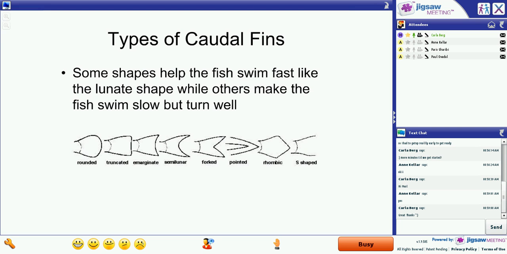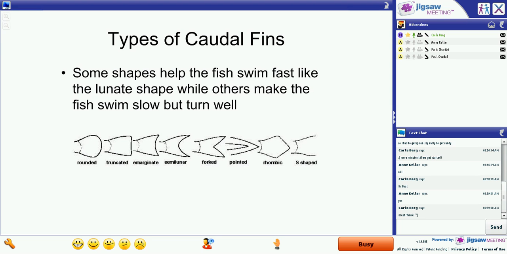So the shape of the caudal fin helps the fish swim fast, like a lunate shape, while others make the fish swim slow but turn well. So depending on the type of caudal fin the fish has, depends on how a fish lives and how it gets away from its predators.